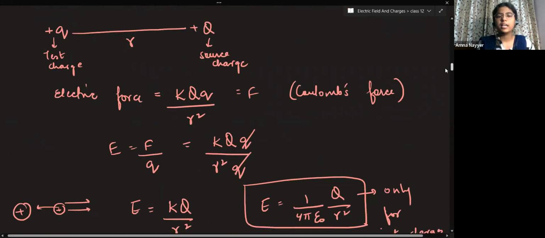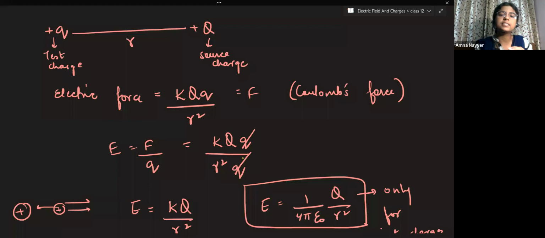So see, if electric force is this and electric field is force divided by charge, what you can do is just simply cancel the test charges. So you will be left with only the single charge. This also shows that electric field is the property of a single charge. See, force comes due to interaction. If you have two charges in line, then both of these will be exerting force on each other. That's how you get Coulomb's law, this relation.